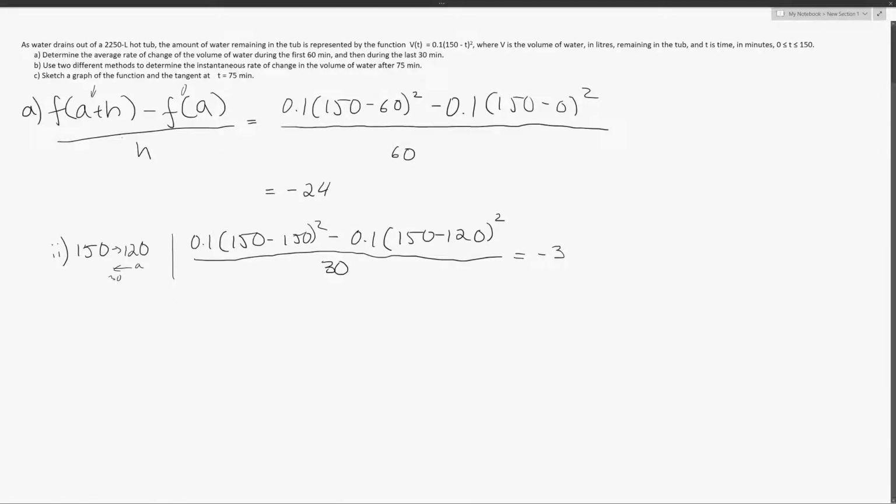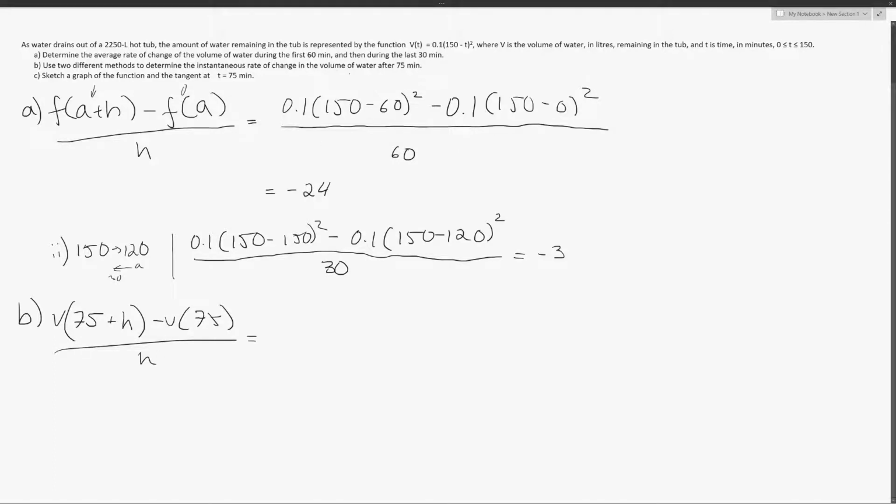For B, we have to use two different methods to determine the instantaneous rate of change at 75 minutes. So let's try and do that. So the first way would be for us to try and understand this expression here, right? So what do we know? We know that the volume function would be using a and h. H in our case would have to approach 0, but for now we're just going to let it stay as h. However, we do know what a is, and a is 75. So we have our expression V of 75 plus h minus V of 75 divided by h.